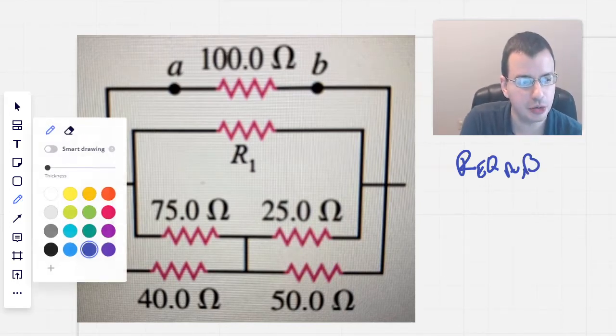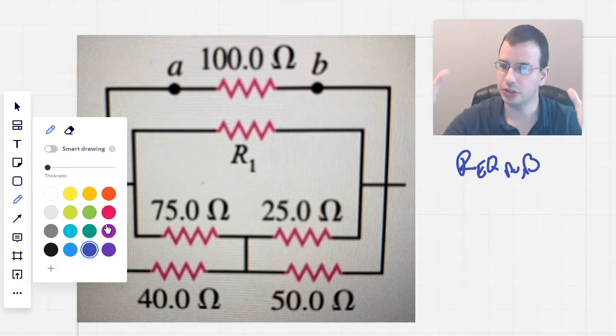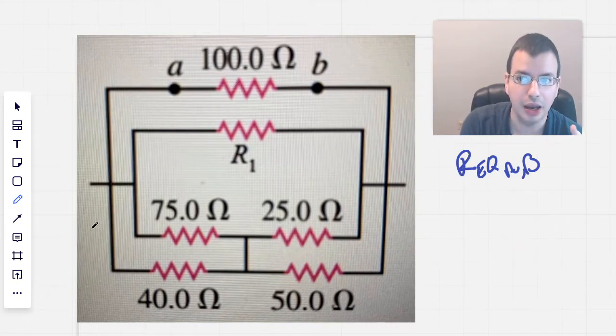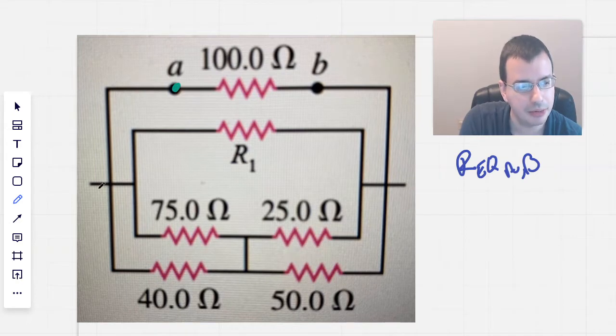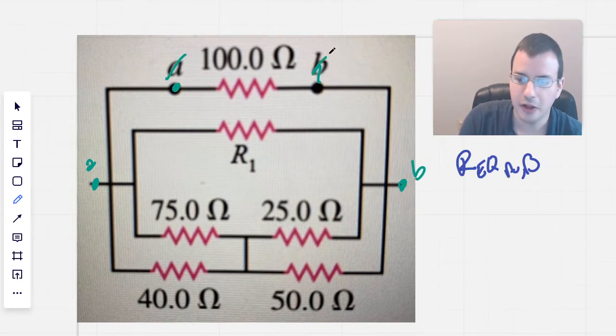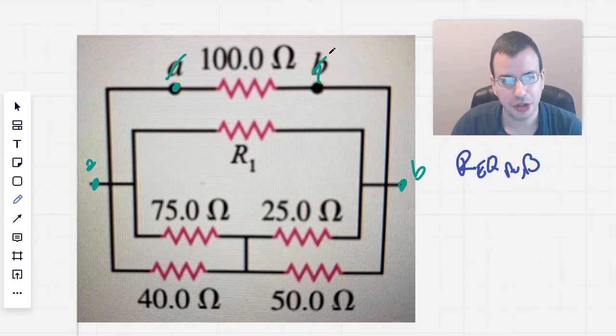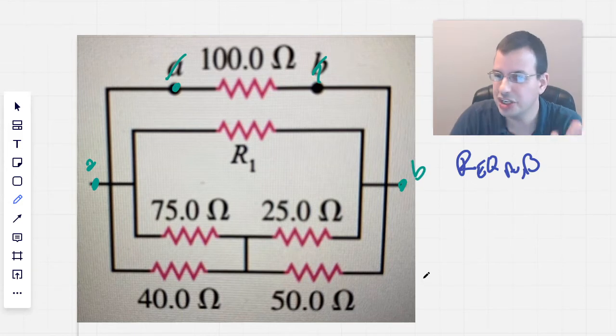So first thing is, this is drawn in a confusing way. We want to draw it in a less confusing way. So first, A and B are up here, but I'm going to put the A over here and B over here because it's all connected by a wire. It's assumed that the wire resistance is 0, so you can just move it wherever you like.